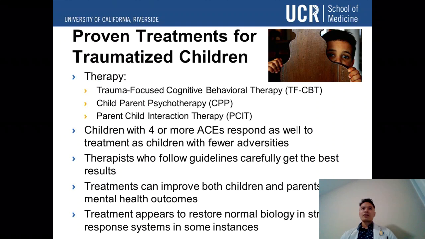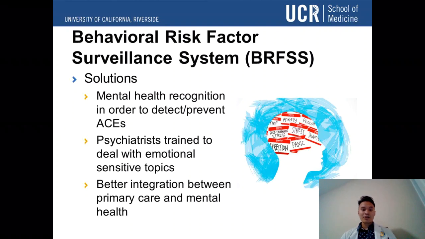It's already hard to talk about how children are affected by these adverse childhood experiences, but for some of these things, dealing with the child or dealing with the situation that they're in, parents have a large amount of stress on them, and so of course their mental health is affected as well. And then finally, treatment appears to restore normal biology and stress response systems in some instances. So again, therapy is very effective. Maybe there's some sort of biological change that's happened because of the amount of stress from the adverse childhood event, and so therapy can help to actually rectify that. So that's very promising and very good.